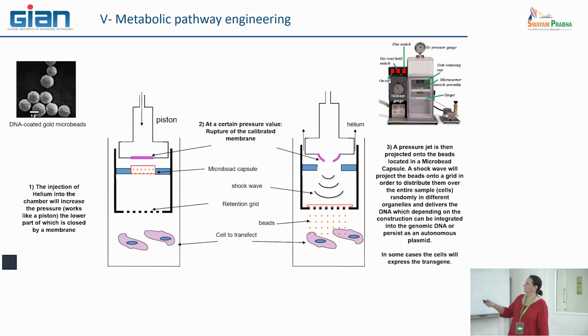So the system is organized like that. You have here a compartment in which you put your cells. Above this compartment, you have another one that is separated from this one not by a plain system, but by a grid with small holes. And in the upper part of this second compartment, you have a small plate in which you have your beads with DNA. And at the end here, you have a piston.